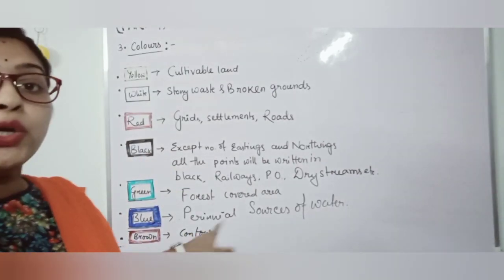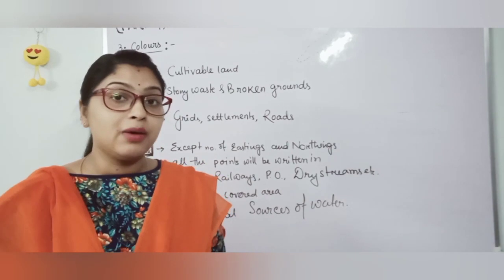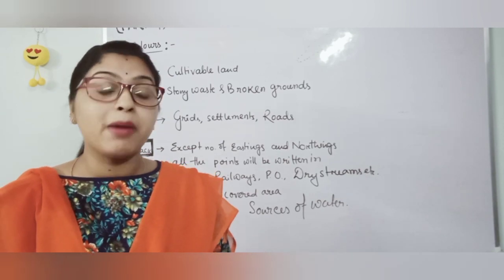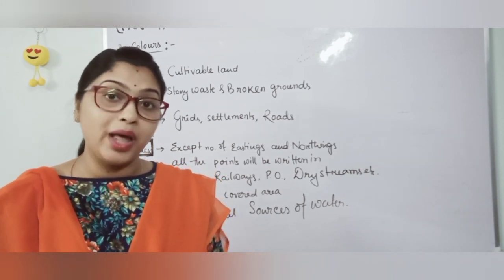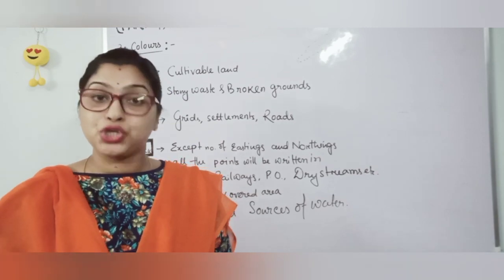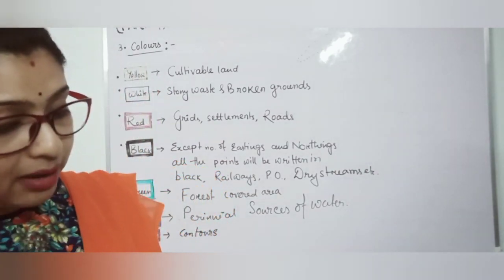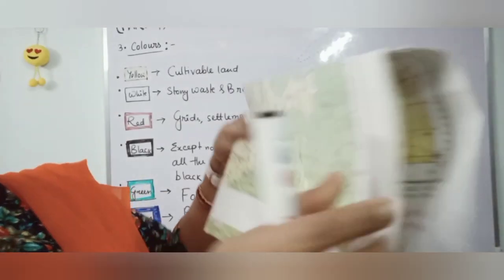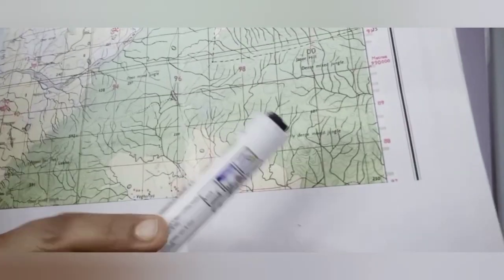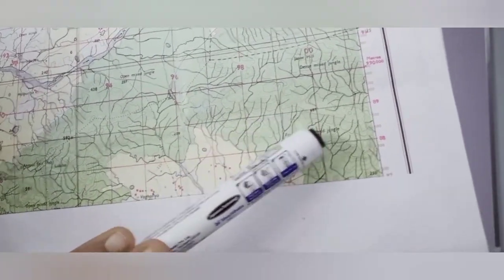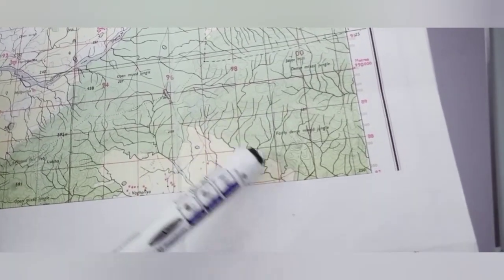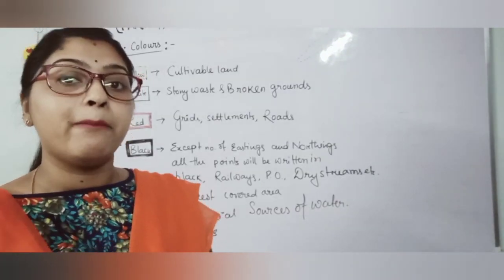Next is brown, contours. Contour is very important. We will discuss it later on. Contours join the places having the same height above sea level. That's known as contours. Contours are always shown in brown color. Here I will show in the map some contours in this forest covered area, though it is not very clear. See some brown lines within the forest, these are the contours. They are always shown in brown color.